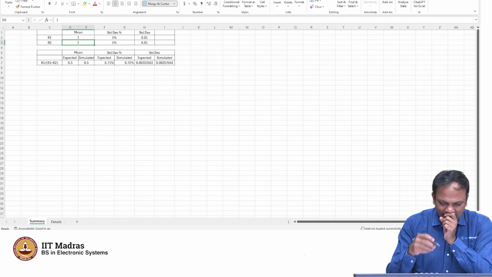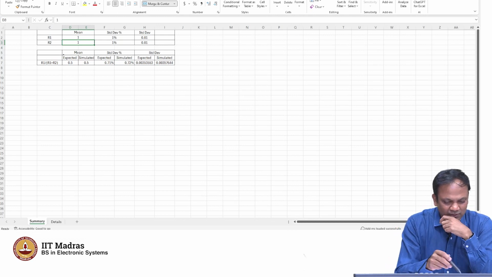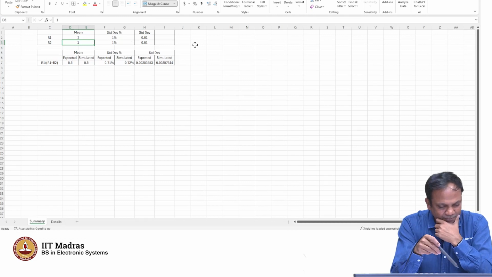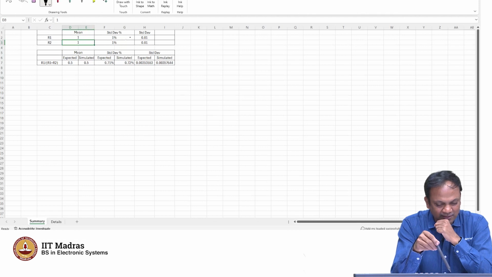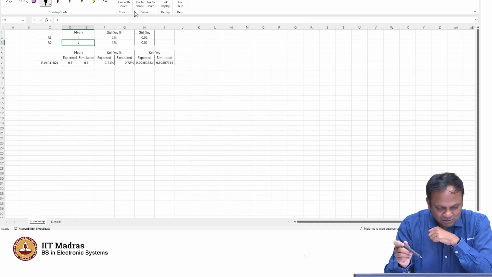So what have I put together here? Rows 1 to 3 are essentially the inputs. In my case, I have started with the average value of R1 being 1 ohm, and the average value of R2 being 1 ohm. Let the standard deviation, okay, maybe I shouldn't, I don't want to draw with touch.